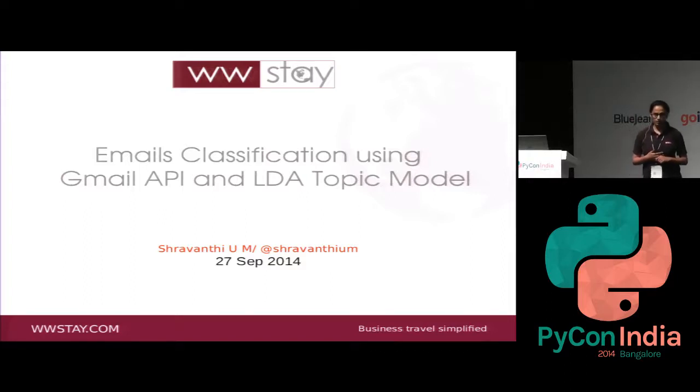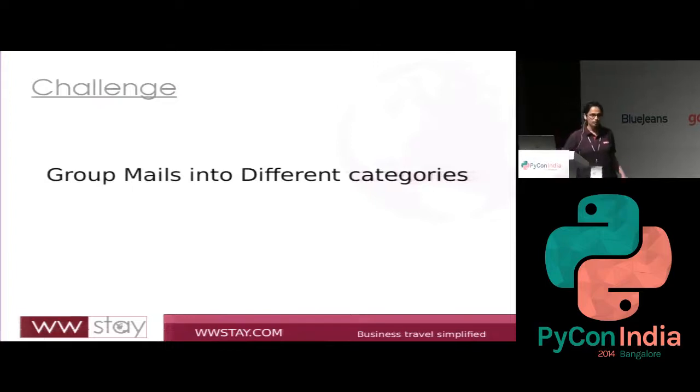So our problem is, basically we are from the travel industry. The typical problem in the travel industry is they get a lot of requests through emails. And for the operation team, it is always difficult to classify the mails. They don't know which is a booking request, if somebody is following up, or somebody is confirming the voucher or invoice mail. So these are the different categories we wanted to classify from our Gmail. So basically we wanted to group our mails.